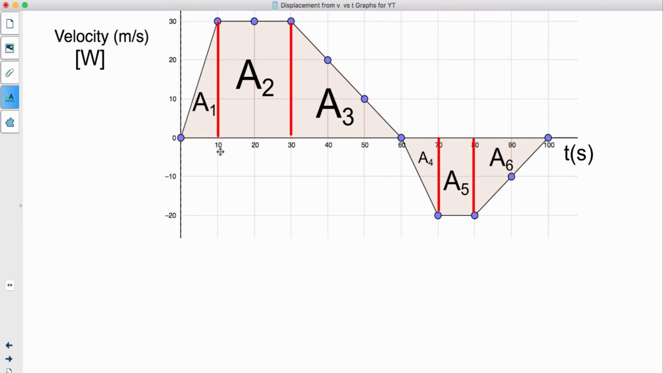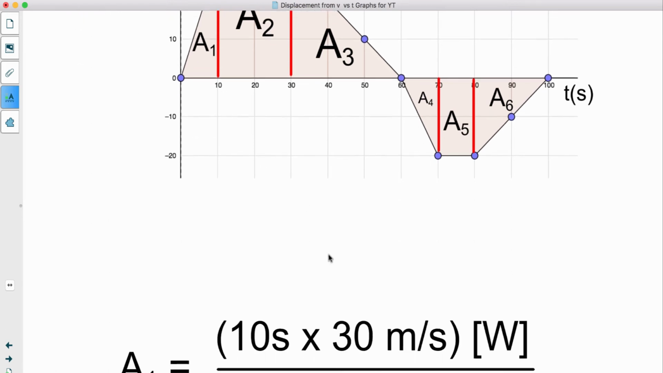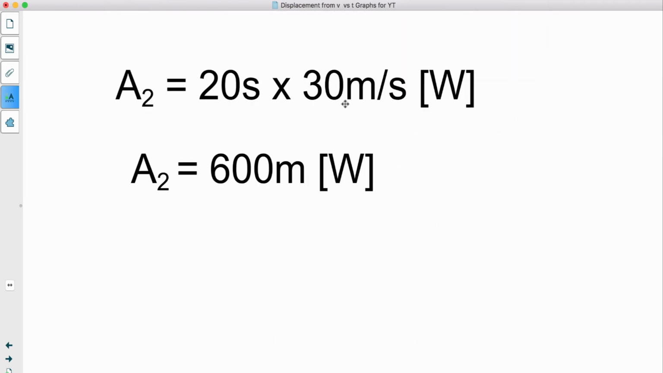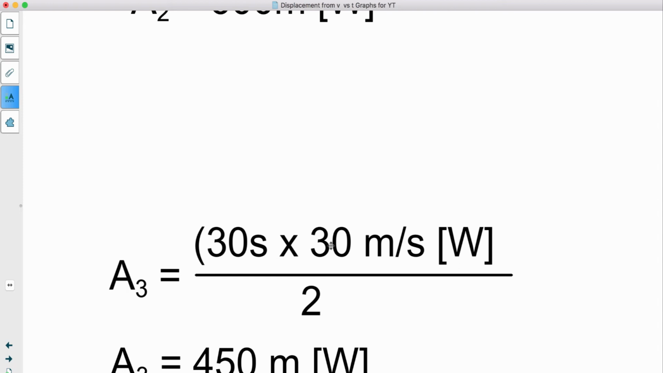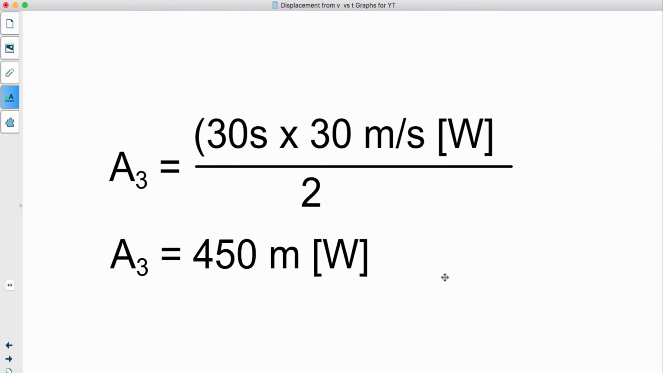Area 2, the base is 20 seconds, the height is 30 meters per second west. It's a rectangle, length times width. Area is length times width, 20 seconds times 30 meters per second west, area of 600 meters west. Area 3, it's a base of 10, 20, 30 seconds, height of 30. It's a triangle, so 1/2 base times height. So 30 seconds times 30 meters per second west divided by 2, giving us 450 meters west.